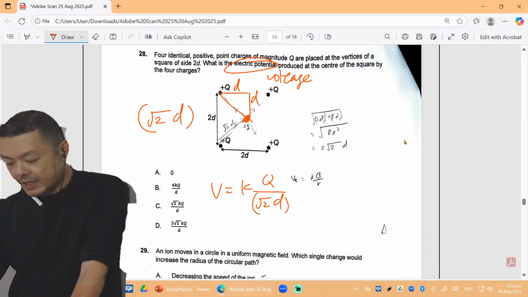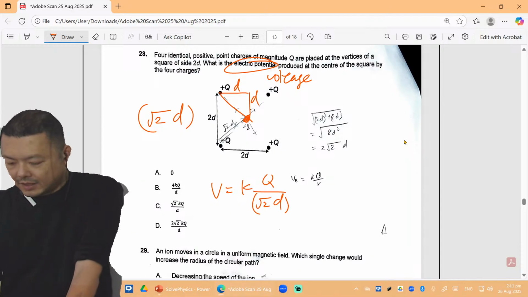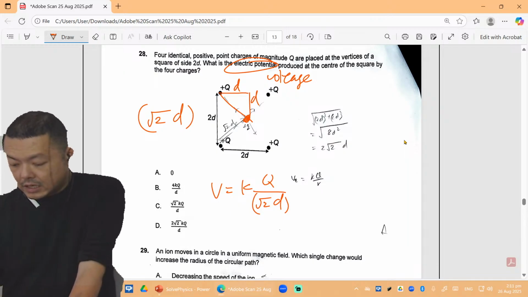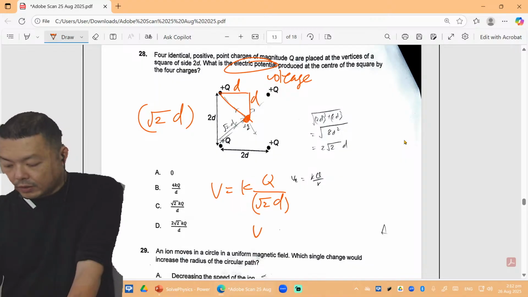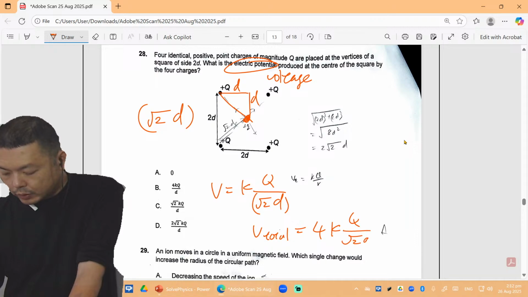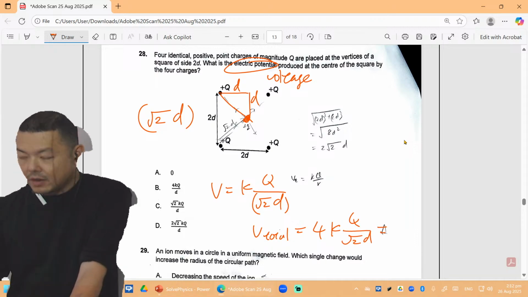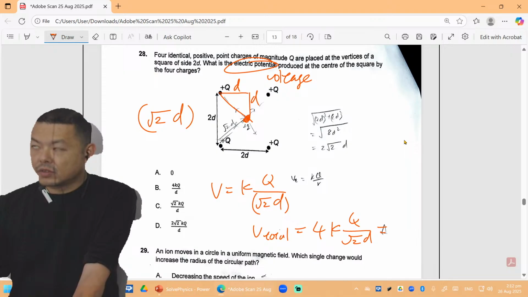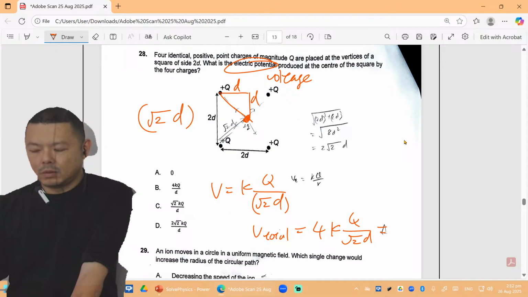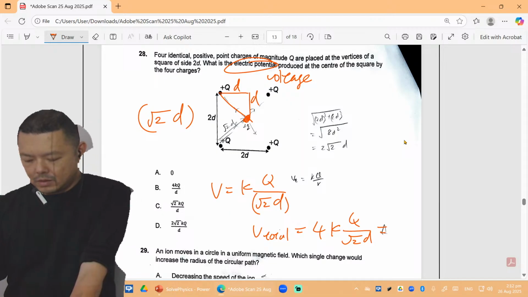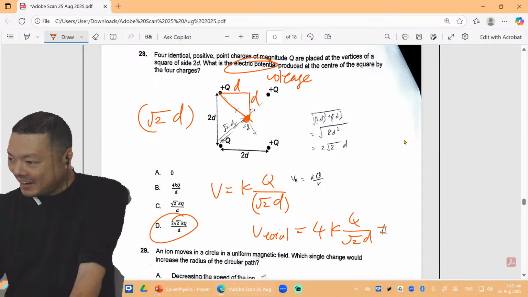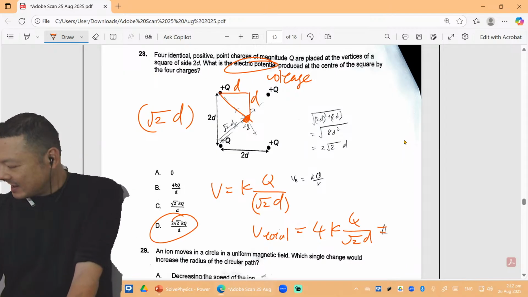You can't get rid of the square root, it's there forever, right? And then times 4, right? So V total will be equal to 4 times KQ over square root of 2D. So you need to do the math. 4 divided by square root of 2 is 2 root 2. Is that right? Damn. Okay, a bit of math here.